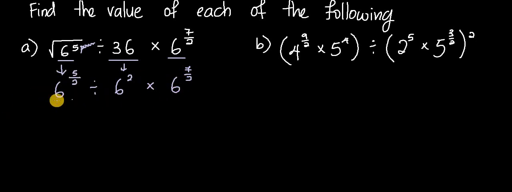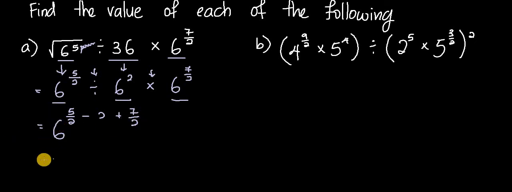Now, since all my base is the same and they are in the simplest form, it's easier to do it like that compared to doing it in a square root. So now I'm going to try solving it. Since all my base is the same, I'm going to do 6 power 5 over 2, divide, that means minus 2, times, that means plus 7 over 2. Once you write it in your calculator, 5 over 2 minus 2 plus 7 over 2, you will get 6 power 4.